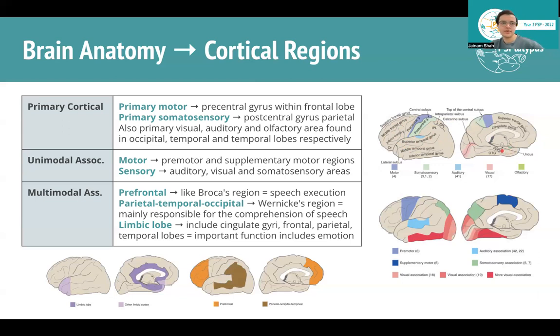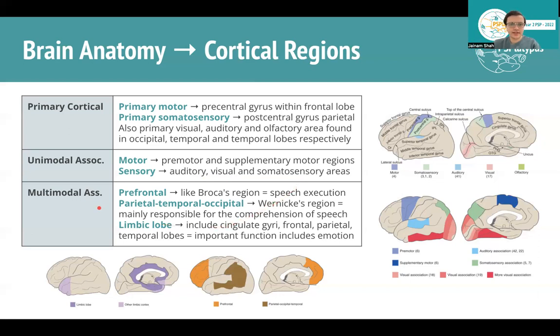The least important ones are the unimodal and multimodal association regions. Unimodal association means it just incorporates information from one lobe and only one lobe. So you've got the motor unimodal association regions, the premotor, supplementary motor regions, which are all highlighted on this diagram here. And you've got the sensory ones, the auditory, visual, somatosensory areas. This is actually, again, much more important for physiology, not so much to know where they are, because there's no real anatomical landmarks to tell exactly when these areas end. Just know that they exist.